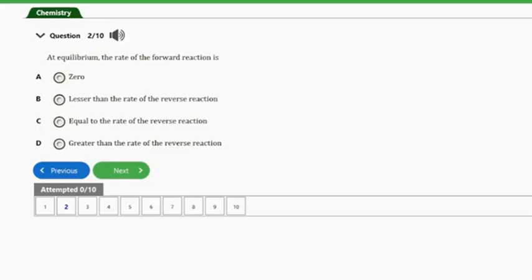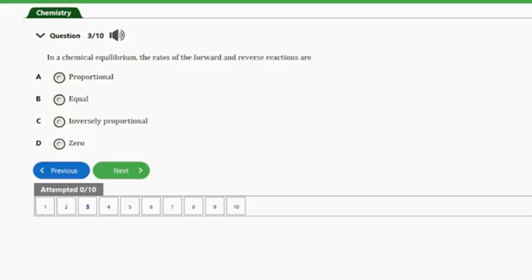At equilibrium, the rates of the forward reaction and that of the reverse reaction become equal. That means there is no net difference in the rates of the forward and reverse reaction. So the forward reaction is equal to the reverse reaction. In this situation, that's when equilibrium is said to be attained in a reaction. So let's consider the next question.